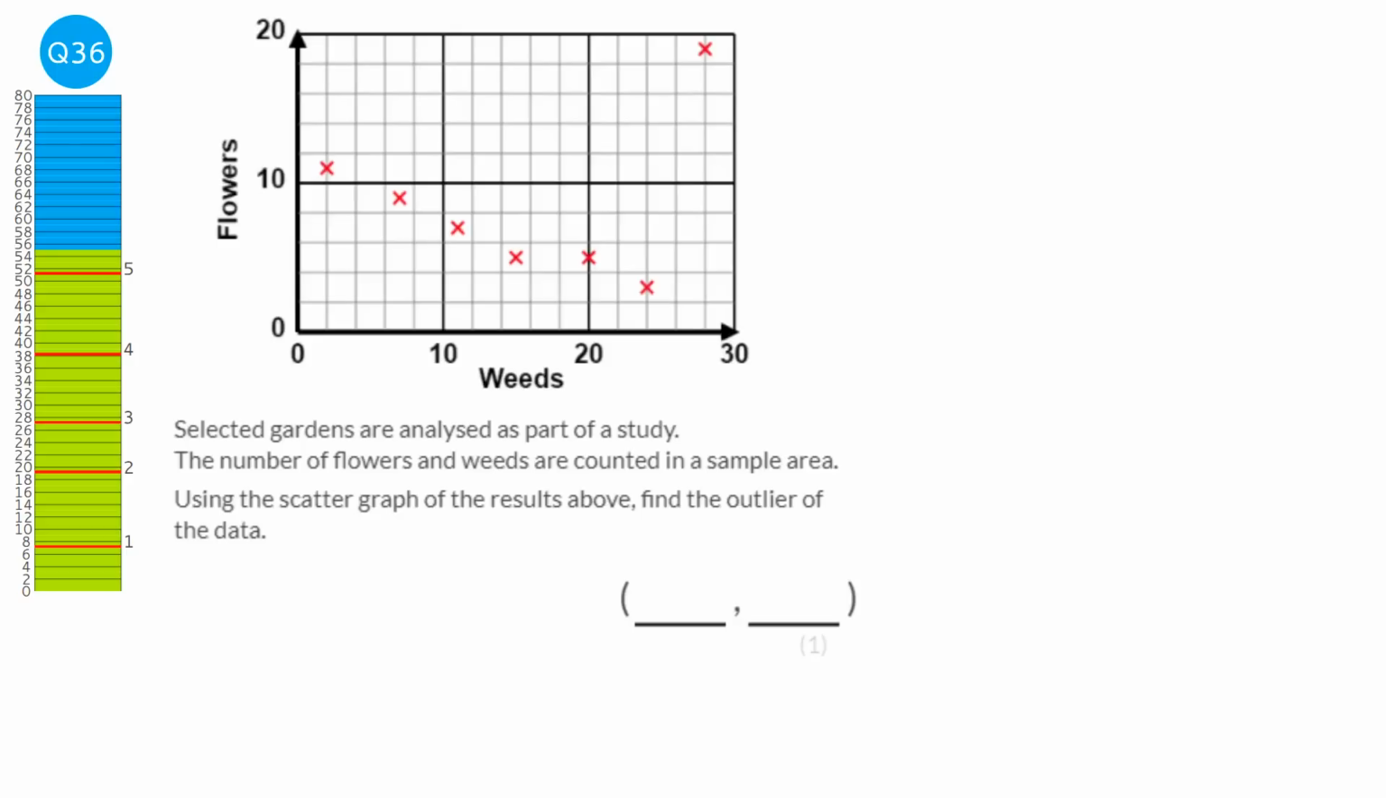On a scatter graph, an outlier is a point which doesn't fit the pattern. And as we can see here, all of these coordinates fit kind of a nice line going down there. So they all are showing a trend. But we've got this point here that's nowhere near that trend at all, and that's what we call an outlier. So we know that these are going up in twos, so this will be 28, so the x-coordinate will be 28, and this will be 19. So our coordinate will be 28, 19 for our outlier.